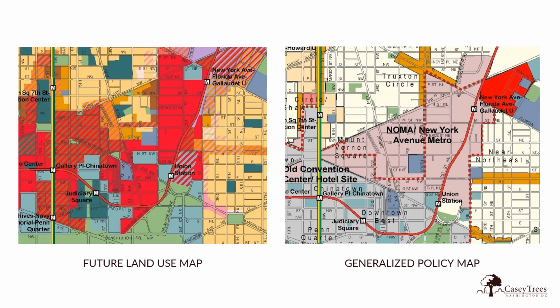While there are many elements of the comprehensive plan that directly address sustainable development, tree canopy expansion, and green space protection, for Casey Trees, the most important part is the generalized policy map and the future land use map. These two maps tell us where development in the district is expected to occur over the next decade, and what these changes could look like.